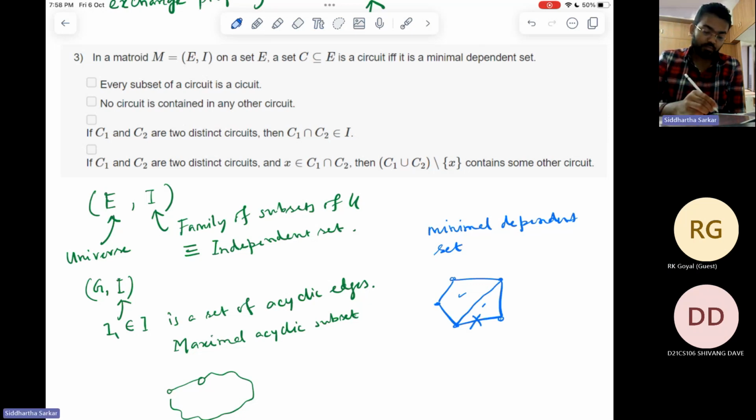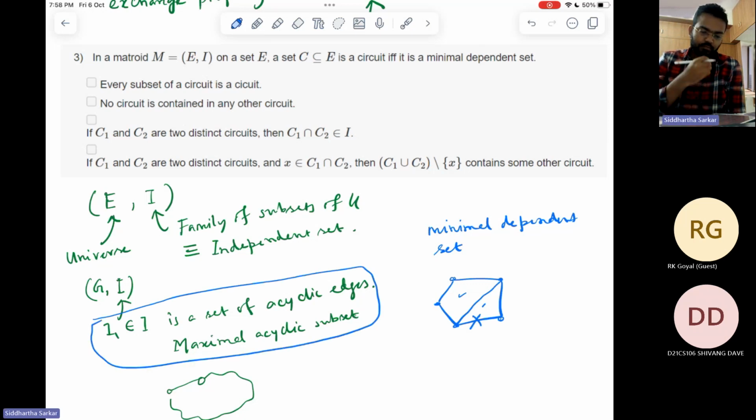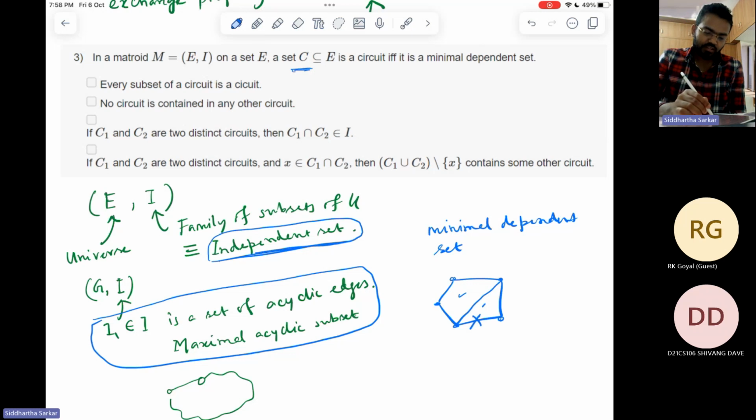Right. So this is with respect to this definition of the matroid. In general, whatever is the definition of independence, a minimal dependent subset means a subset C of the universe such that even if you delete one element from C, this independence property, whatever is the way it is defined, will become true. Okay.